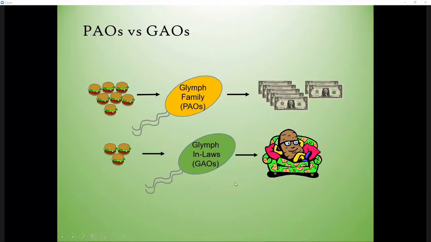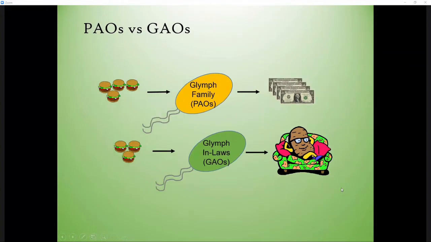But now my in-laws came to live with me. So they take 3 of my hamburgers. So now I only have 7. So when I go to work, I only can make $7. My in-laws are the GAOs, by the way. And so they take the 3 hamburgers, and they don't go to work. They just sit on the sofa.